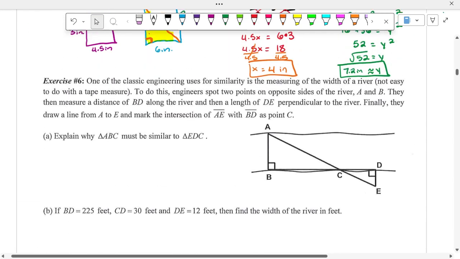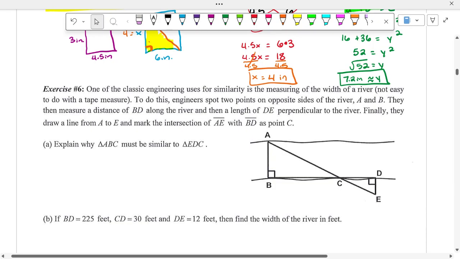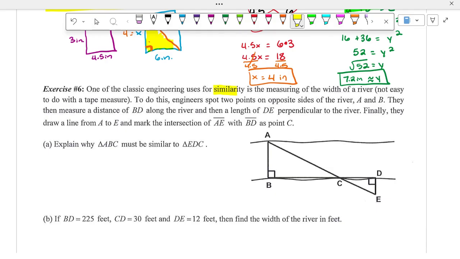All right, last one for this section. One of the classic engineering uses of similarity, and this is actually a real world scenario, is measuring the width of a river, which is not easy to do with a tape measure, obviously. If y'all have seen the Neuse River or the White Oak River, which are the closest ones around here, you know they're pretty wide because we live right by the basins of them.